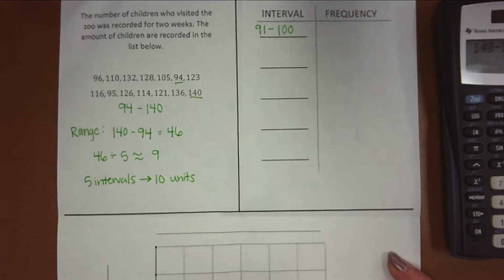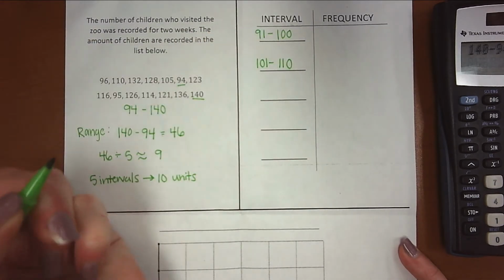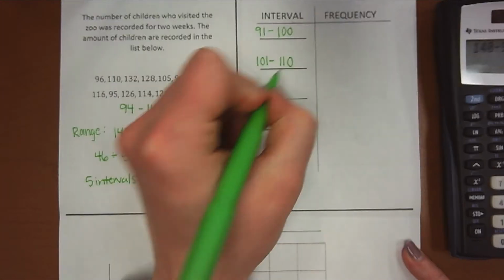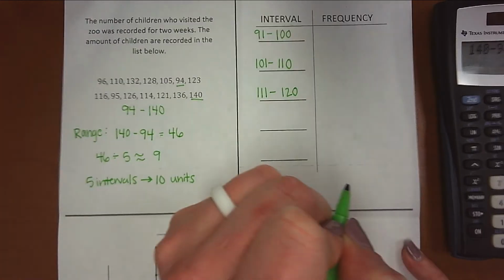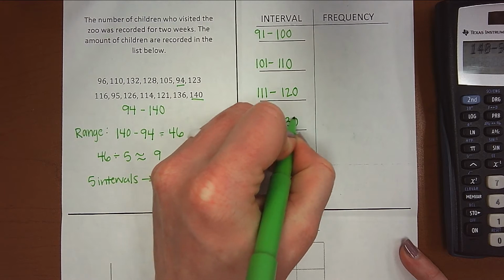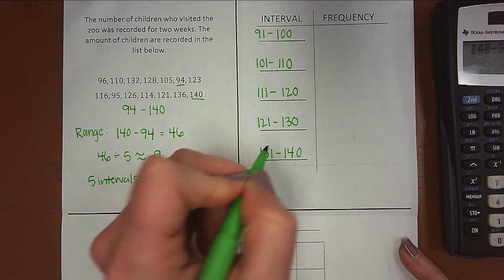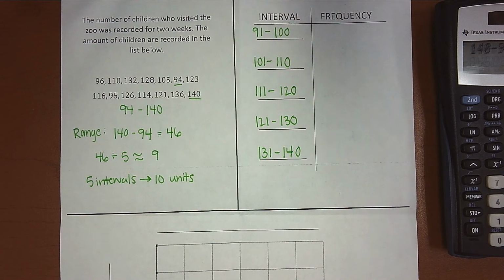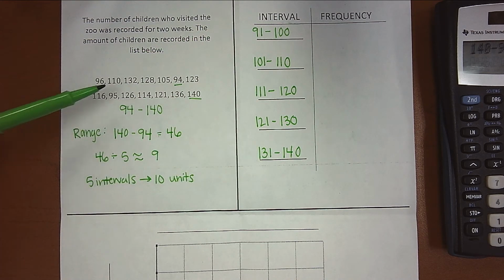After 91 to 100, then I've got 101 through 110. My next interval after 110 is 111. That goes through 120. Then after 120 is 121 through 130, and 131 through 140. This way, all my numbers will fit into an interval. 94 will fit into this first one, 140 would fit into this last one. So I know that all the numbers in between are going to fit into an interval.